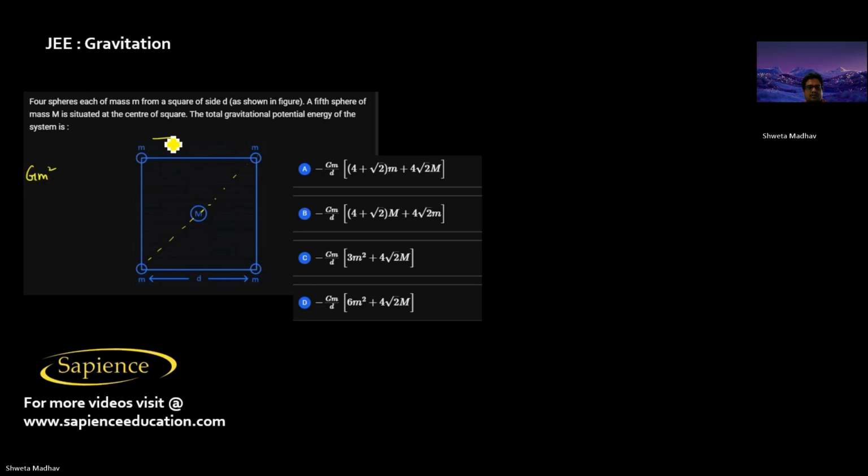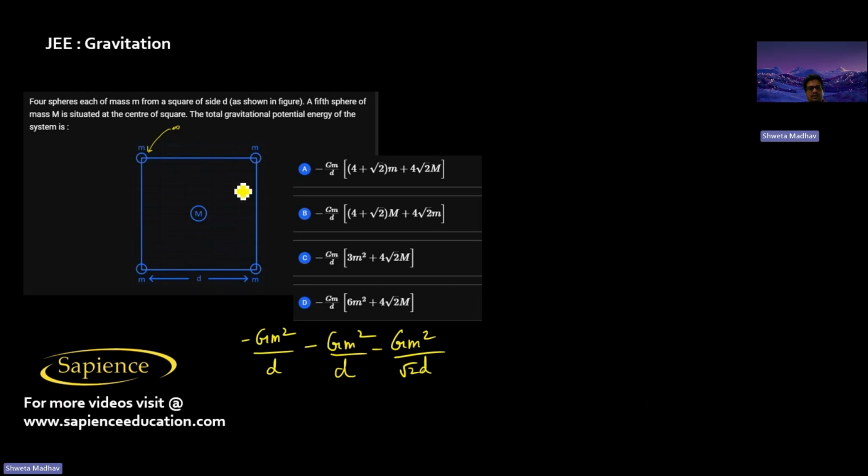It will be Gm square by side length D, Gm square by D, plus Gm square by root 2D. Potential energy, so this will be minus G. The first one will be brought from infinity, so then work done is 0. Then the second one will be brought from infinity, the work done will be minus Gm square by D. Then keeping these two, the third one will be brought. This will be minus Gm square by D minus Gm square by root 2D.